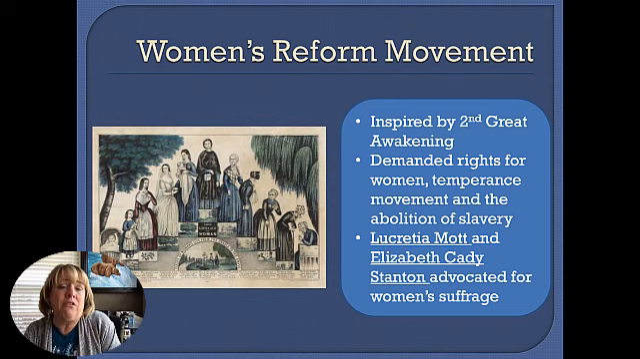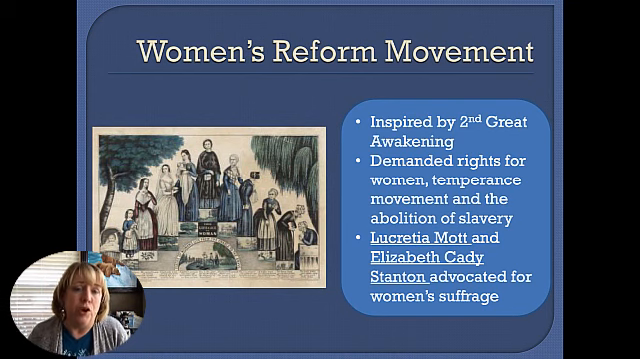They're going to get involved in a lot of the movements. It's not just the women's rights movement, but they're also going to get involved in the temperance movement and the abolition of slavery. Some of the most influential women include Lucretia Mott and Elizabeth Cady Stanton, who advocated for women's suffrage. This is the first time women start talking about the right to vote.